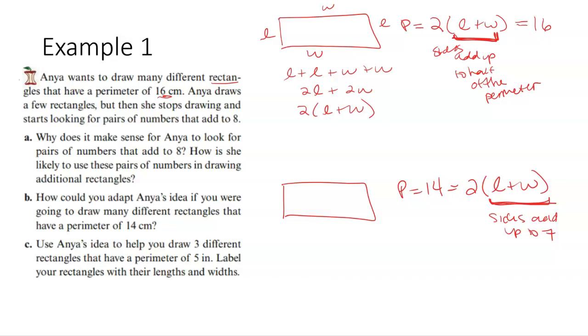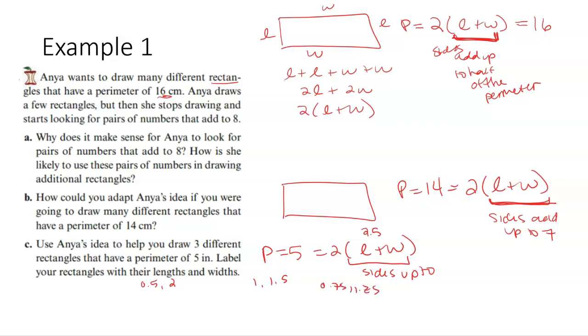Use Anya's idea to help you draw 3 different rectangles that have a perimeter of 5. So if we have a perimeter of 5, then we want to find sides that add up to, oh boy, well, 2 times 2.5. So let's pick 3 different ones. We could do 0.5 and 2. That adds up to 2.5. We could do 1 and 1.5. And we could do 0.75 and 1.75. Lots of different options here, right? So that might be like this, 0.5 by 2. That might be like this, 1 by 1.5. And that might be like this, 0.75 by 1.75.